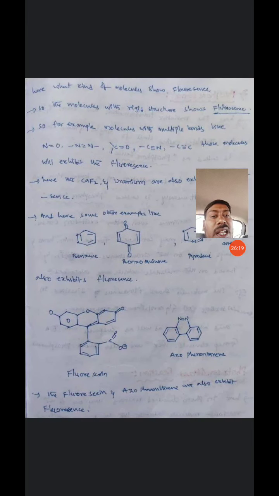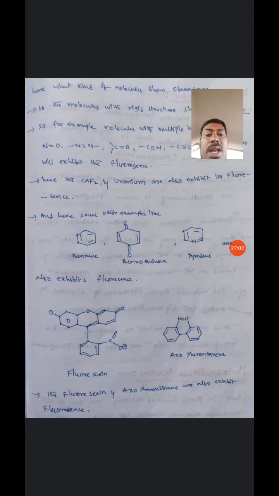So what kind of molecules show fluorescence? The molecules with rigid structure show fluorescence. For example, the molecules with multiple bonds, like N double bond O, N double bond N, C double bond O, and C triple bond N, C triple bond C. Those molecules will exhibit fluorescence.